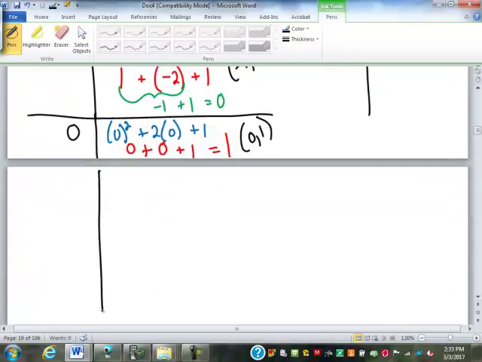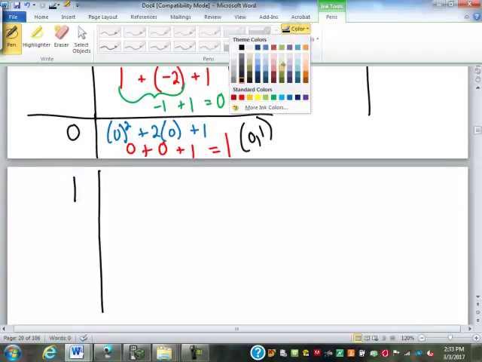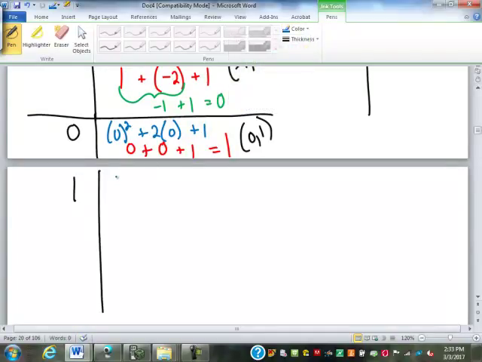So let's do x equals positive 1. For x equals positive 1, x squared is going to be 1 squared, plus 2 times x will be 2 times 1, plus 1.